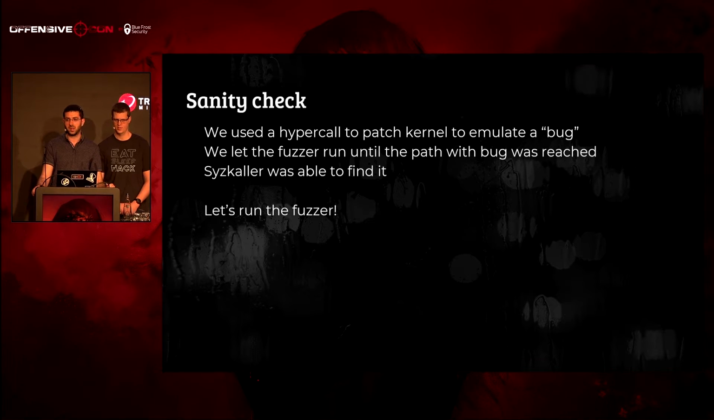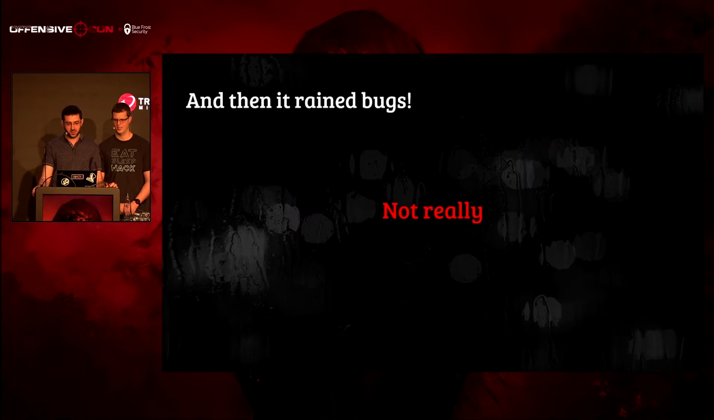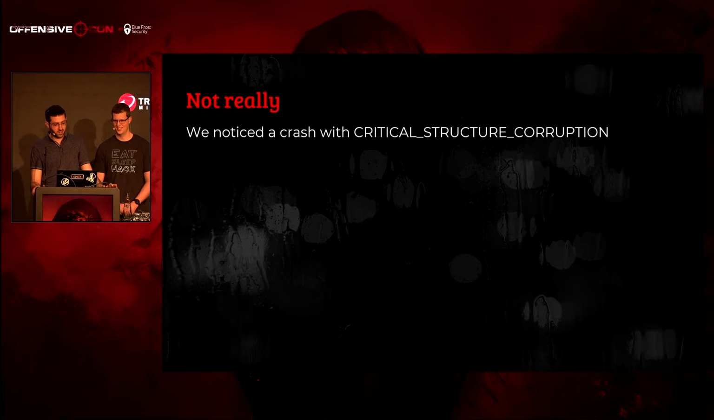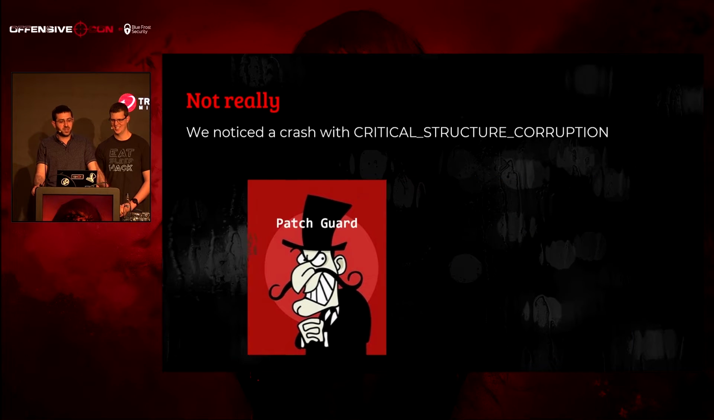So we started fuzzing WSL. And then it rained bugs. Well, not really. A short time after we started the fuzzer, we noticed a crash with critical structure corruption, and we were like, what the fuzz? Quick Googling showed that it's PatchGuard. So why did PatchGuard come to our life to crash our machines?